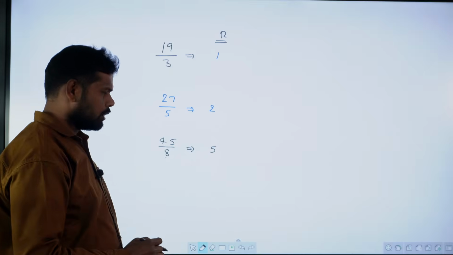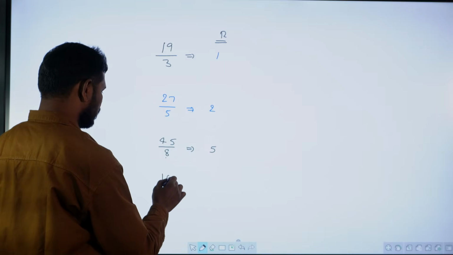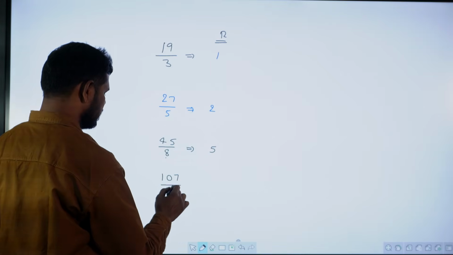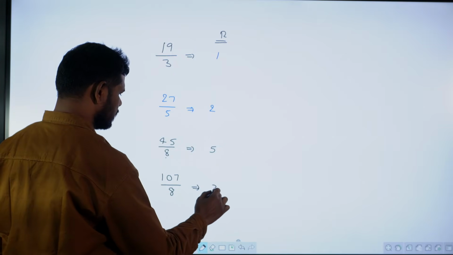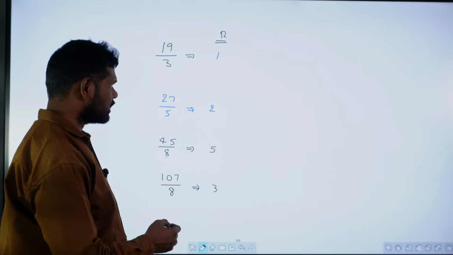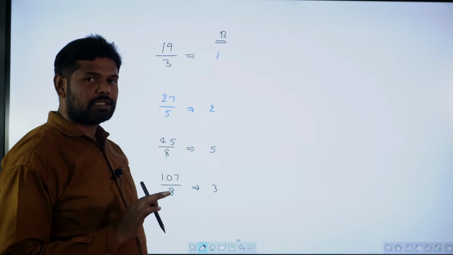So like this. Suppose 107 is divided by 8. What is the remainder? 3 is the remainder. So these are all some remainders. Alright, one more case is there.